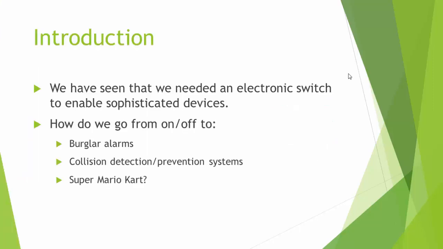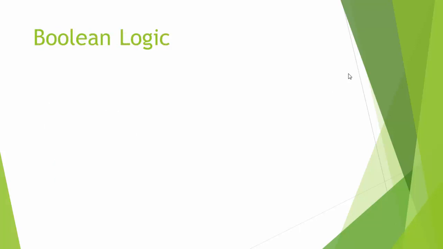So we've already seen something interesting. We've seen that we needed an electronic switch to enable sophisticated devices. And now we have that. We have our transistor that can be switched on and off by a small electrical signal. But that's not the complete puzzle. We have to figure out how to go from that on-off that a transistor gives us to things like burglar alarms, collision detection and prevention systems in Super Mario Kart. So how do we do this?